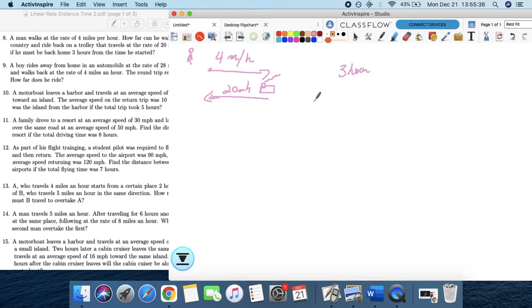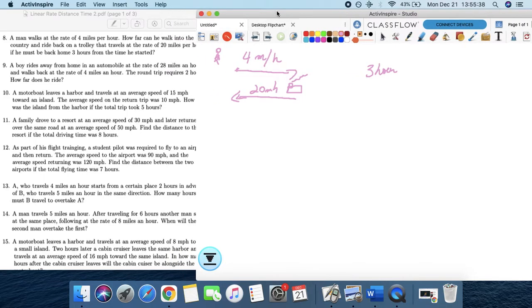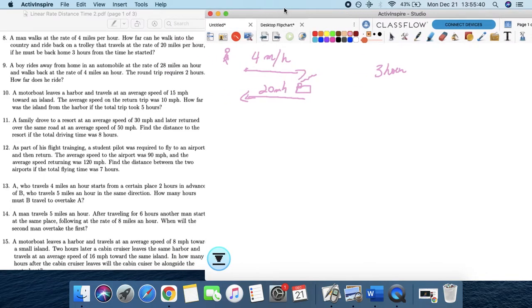How far can you walk? What's the question? How far can we walk into the country and right back? So how far did he walk? What was the distance traveled when he walked? No, wait a second. How far can he walk into the countryside and right back on the trolley? He must be back home 3 hours from the time he started. So how far did he go before he had to turn around and come back?